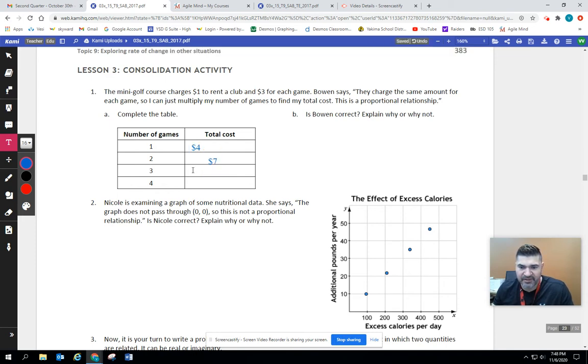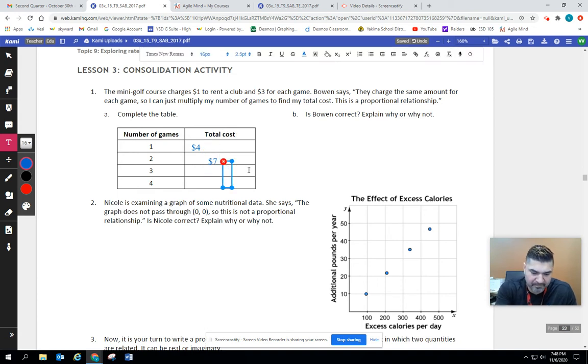Okay, how about for 3 games? You guys should be thinking about that as I type it out. Okay, and it should be $10. And for 4 games, I see a pattern here. Just add 3. So if I add 3 here, that should be 13. Oops, let me write dollars here.